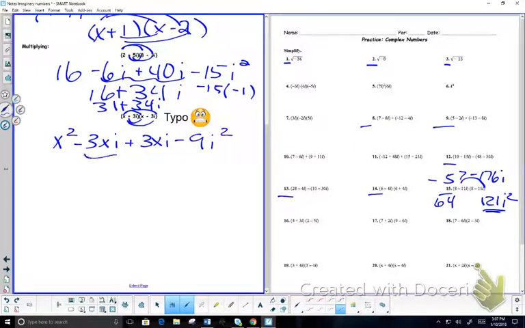What happens to these two? They're the same but different signs, so they end up becoming 0, right? Yep. So I got x squared, and then negative 9 times i squared, which is negative 1, so negative 9 times negative 1 would be positive 9. So it would be x squared plus 9.